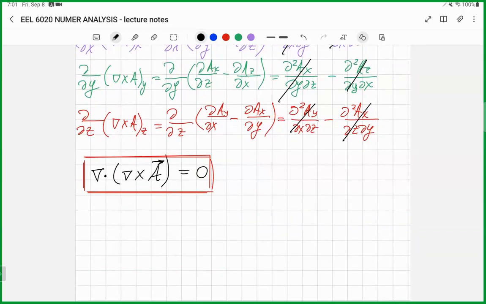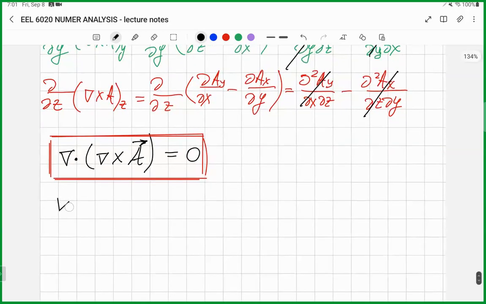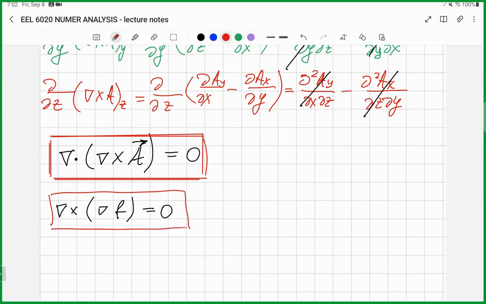And let us also write here the first result. So for the curl of gradient, the curl of gradient is also equal to 0, right? This is our previous result. Okay, so these two formulas are pretty useful.